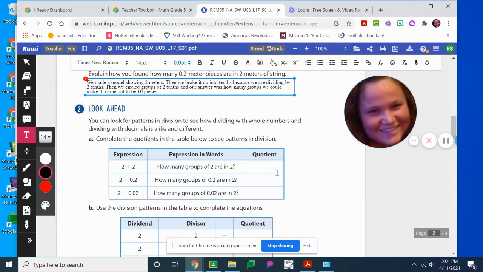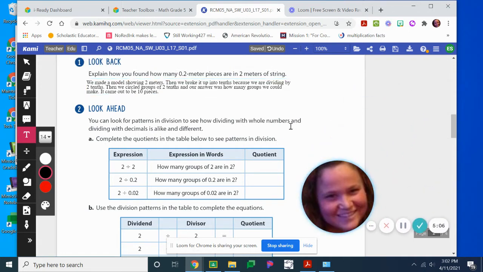Looking ahead, it says that we can look for patterns in division to see how dividing with whole numbers and dividing with decimals is alike and how it's different. So we're going to complete the quotients below to figure it out. So if we have 2 divided by 2, it's actually saying how many groups of 2 are in 2. We all know one group of 2 is in 2.